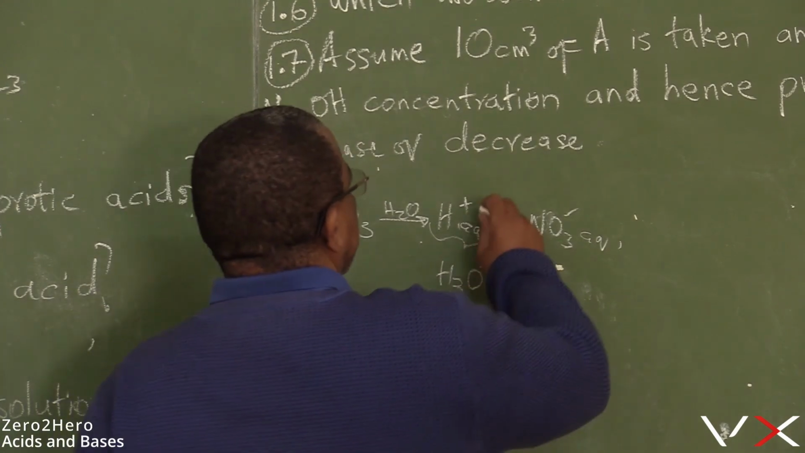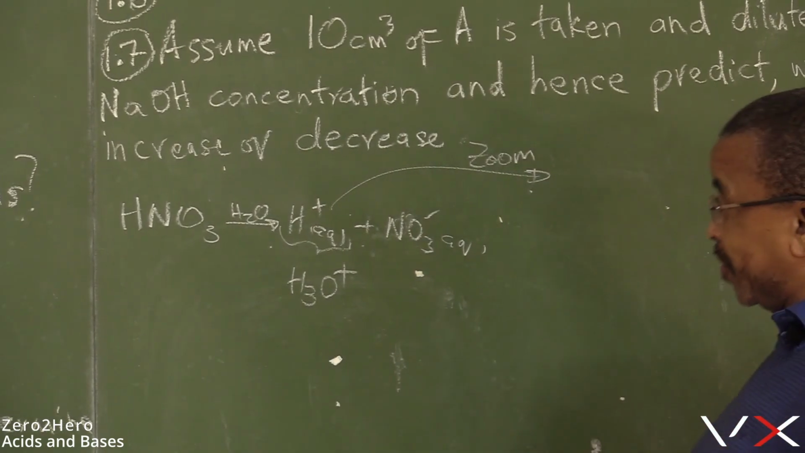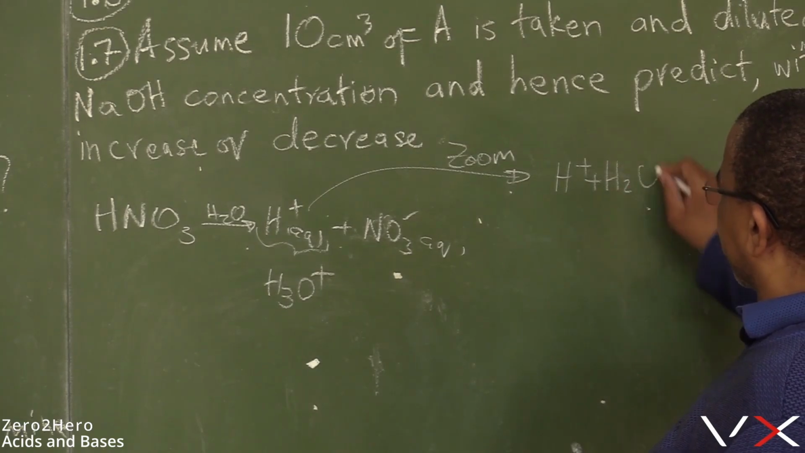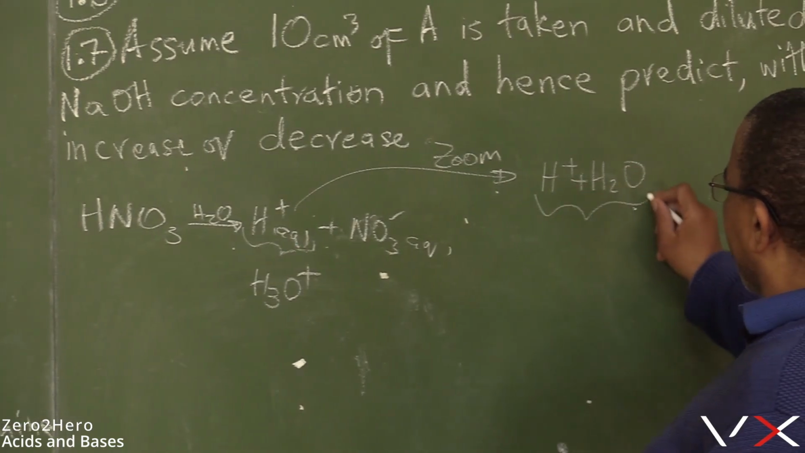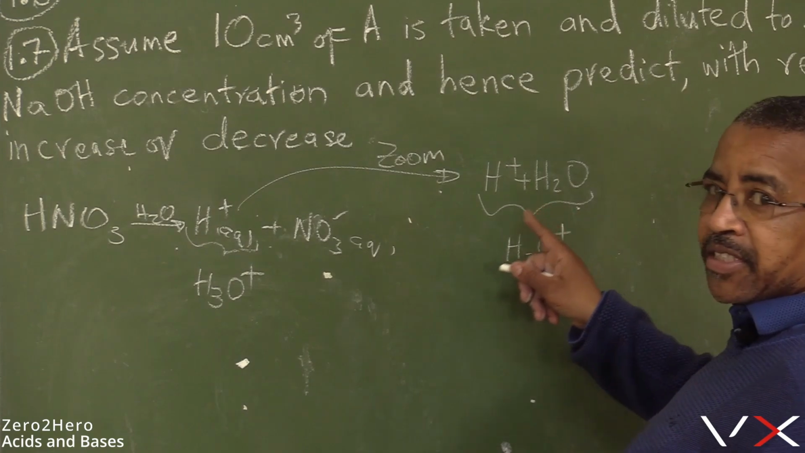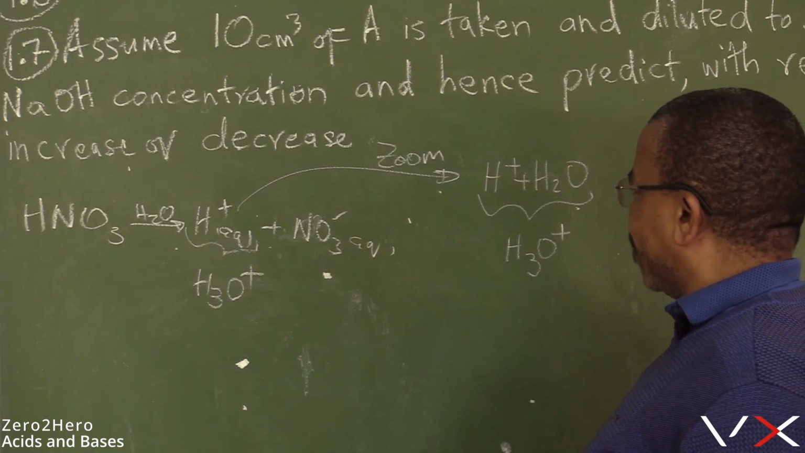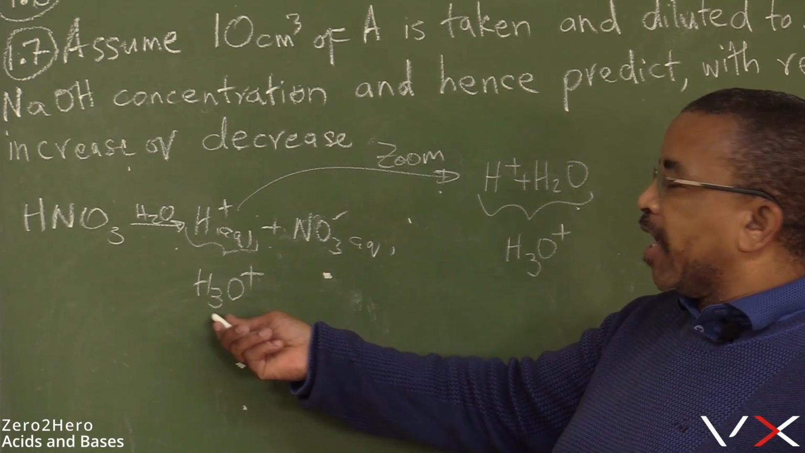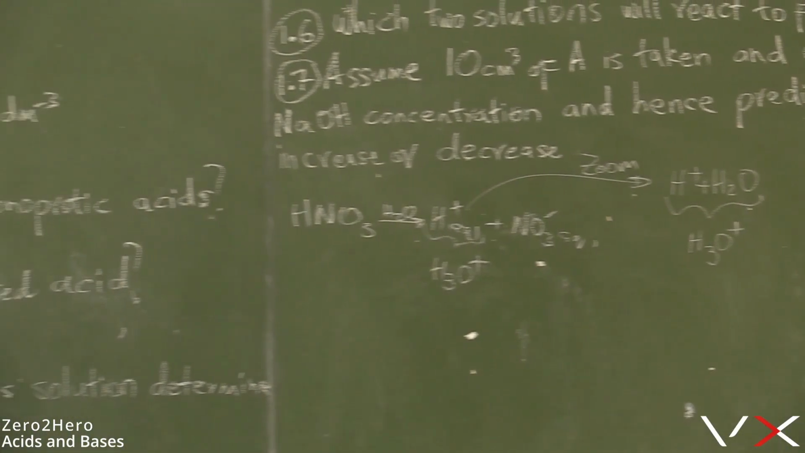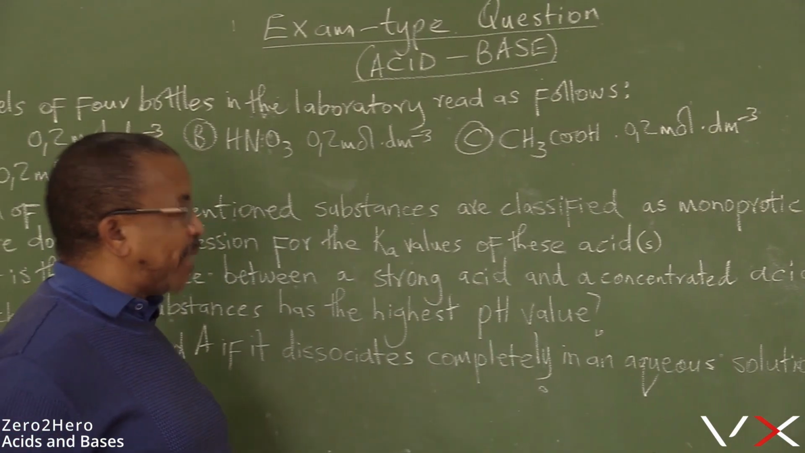Let me zoom. When we say H plus in water, that is aqueous, we have H3O plus. The H enters the water and increases the number of H and the charge, so it's the hydronium ion. So whether you say H plus aqueous or H3O plus, you still mean one and the same thing. But don't say H3O plus aqueous. You must say H plus aqueous or H3O plus.